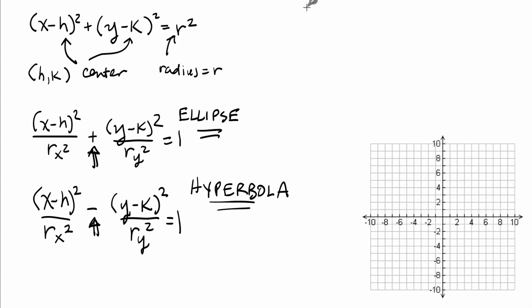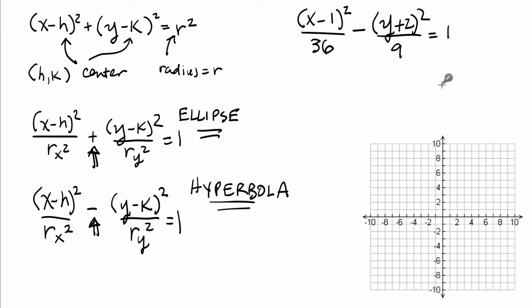So take as an example x minus 1 squared over 36, and then you know this is not an ellipse because it says subtract y plus 2 squared over 9 equals 1. Now let's figure out the center, looking back to the quantities next to the x and the y. The center for this hyperbola is going to be 1 comma negative 2.